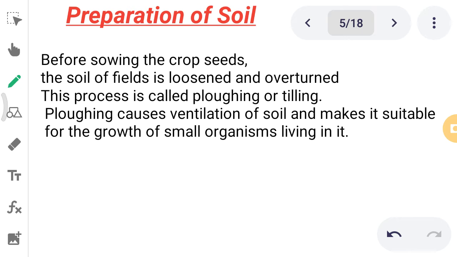Now let us see each of these steps briefly. Before sowing the crop seeds, the soil of the field is loosened and overturned. And this process is called ploughing or tilling. So what is the need of this ploughing? Ploughing generally causes the ventilation of soil, that is, it makes the soil more porous.